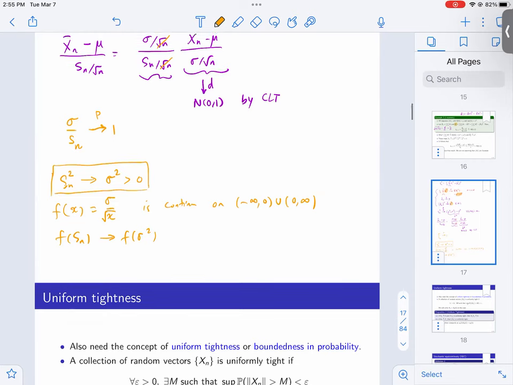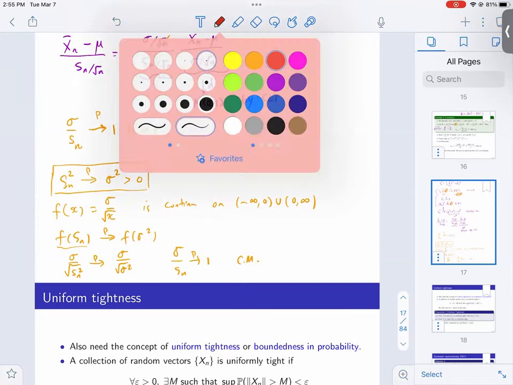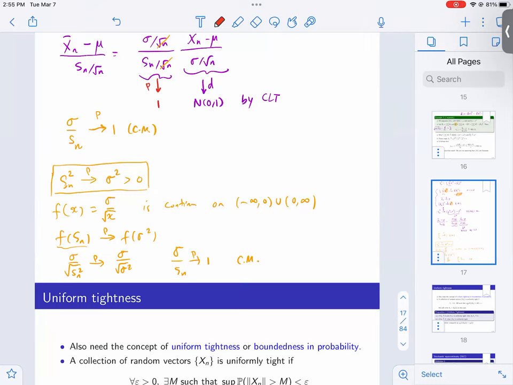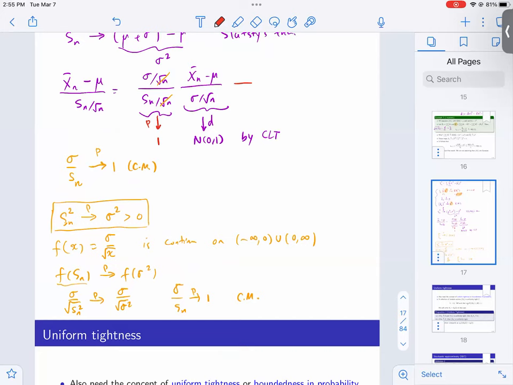Applying this, it would be sigma divided by root Sn squared, which is Sn, and this converges to sigma divided by root sigma squared, which is saying sigma by Sn converges to 1. This could be in probability or in distribution. That holds by the continuous mapping theorem. So this converges in probability to 1. So what can I conclude about the product?